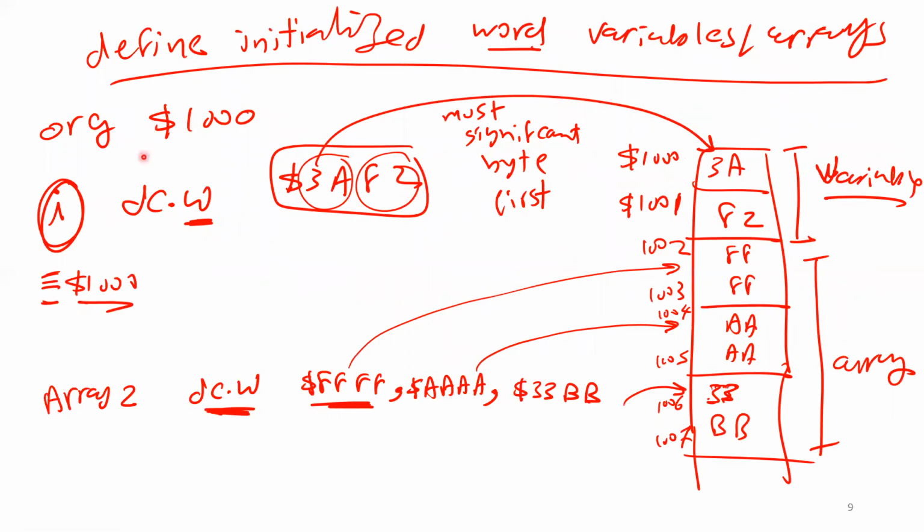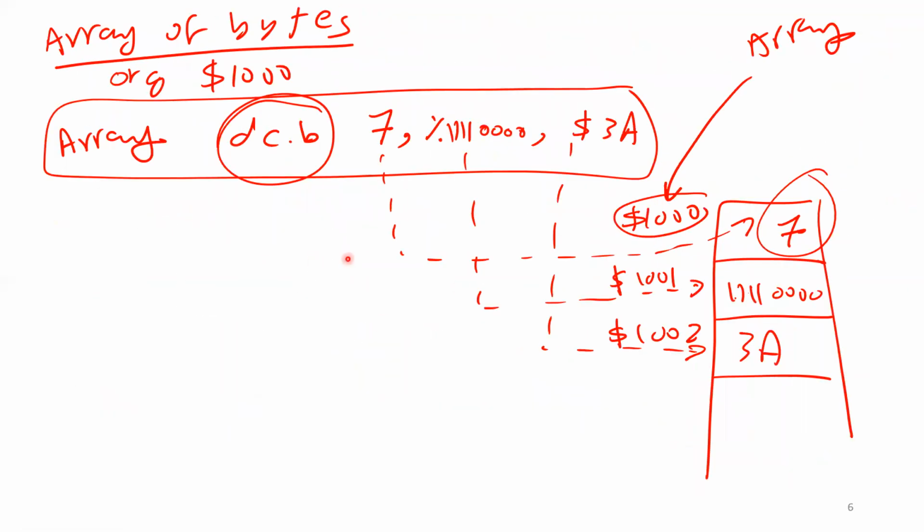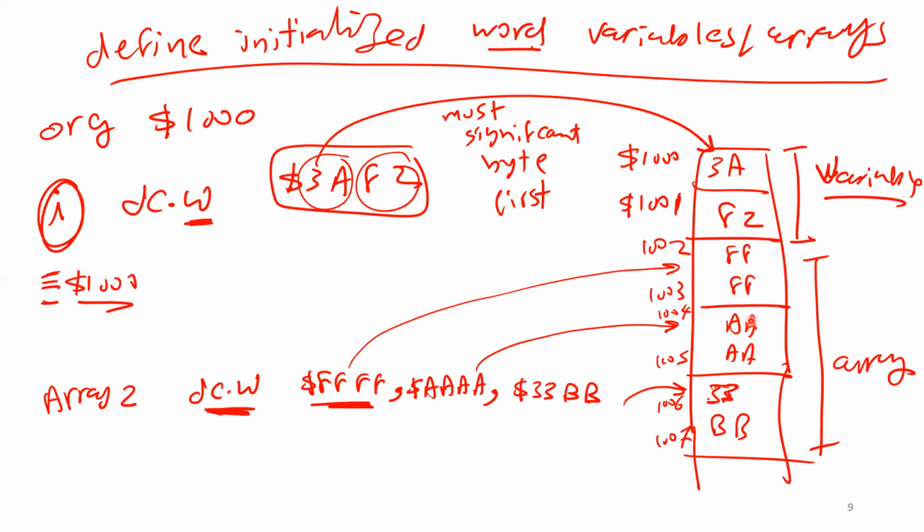So instead of dc.b, I'm going to use dc.w. That's it. Everything else is the same, except every element here is going to be a word, so it has to take 2 locations instead of 1. Here, how can you define an initialized word variable? Again, this is the name, for example any name, some, whatever, dc.w. I want to define a variable that is a word, and this is the initial value here.